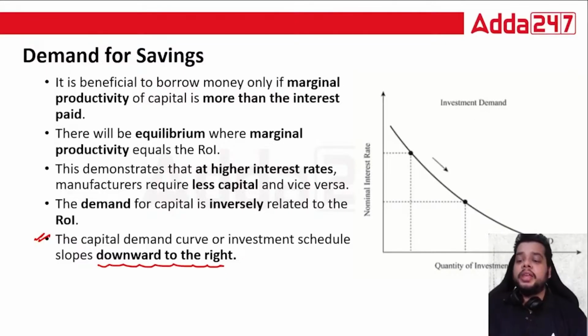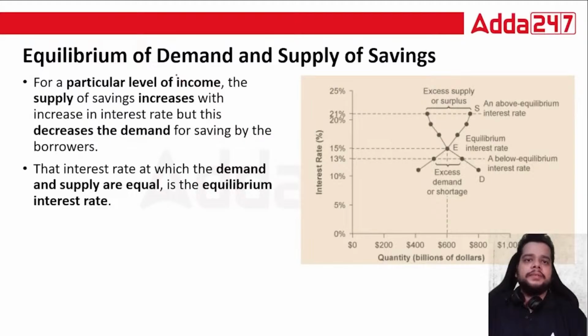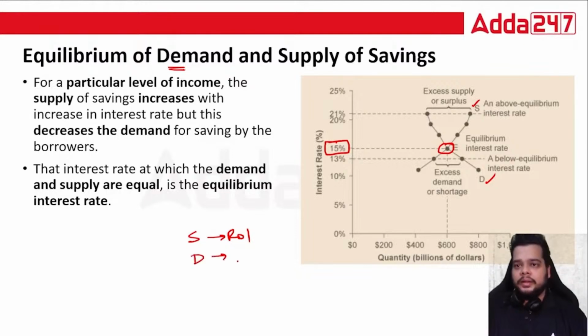And the equilibrium will be attained at that point where the demand for saving equals the supply of saving. At this rate of interest, the suppliers are happy with the rate of interest and the people who are demanding the investment are also happy with it. We will have the equilibrium interest rate. In this case, it is 15%.